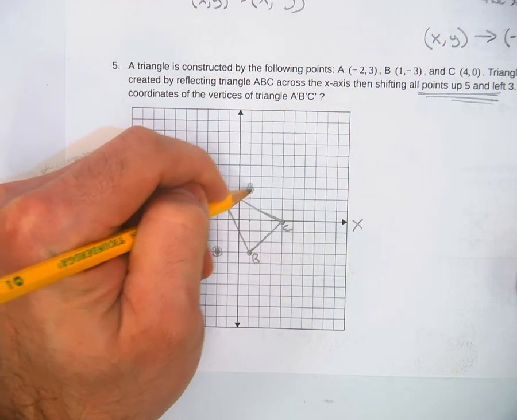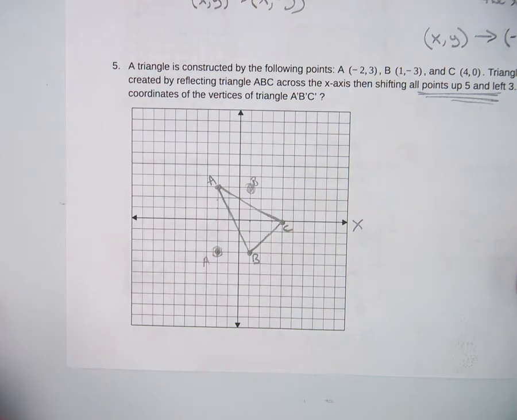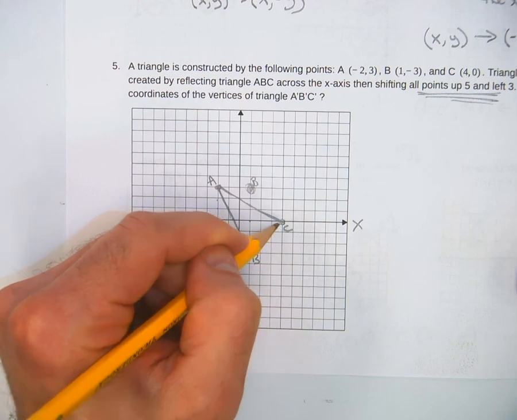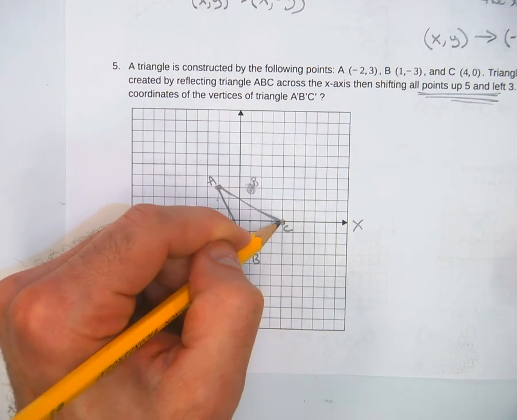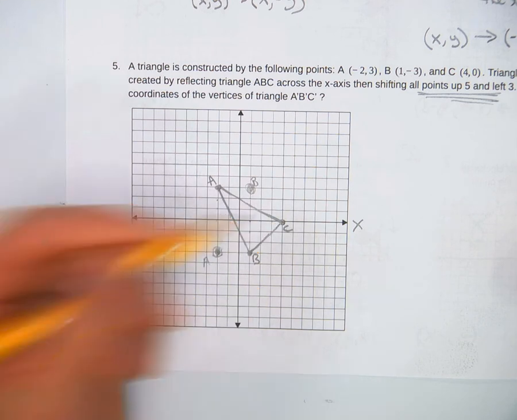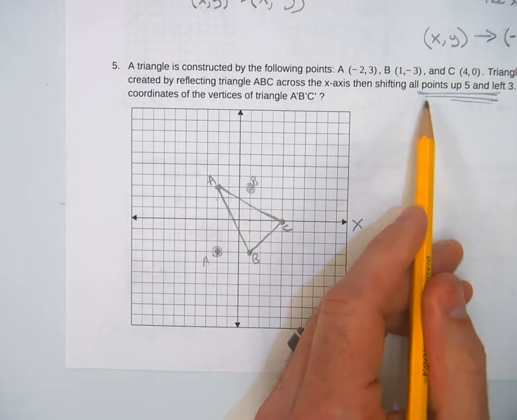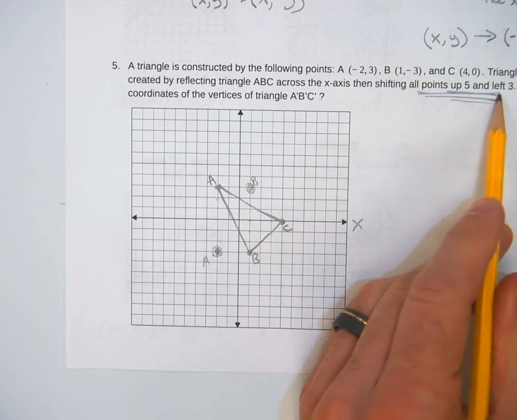So this is kind of a temporary holding spot for B. And this is on the axis. So when I reflect it, it's just there. It was up or down 0, so now it's up or down 0. It just stays right there. But I now need to move all of the points up 5 and left 3.